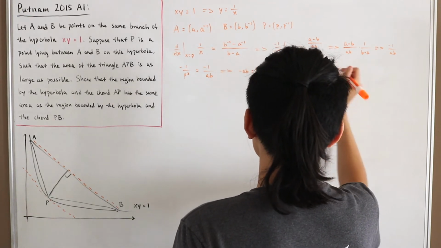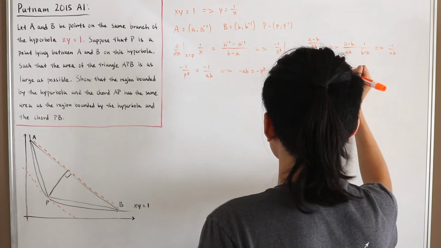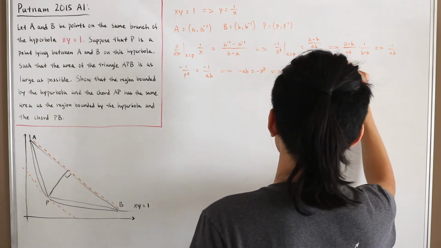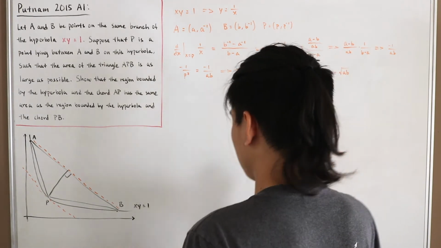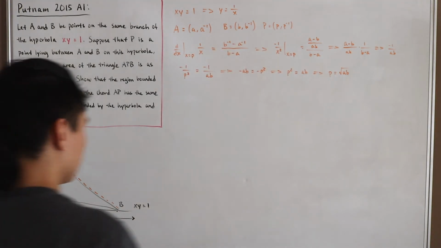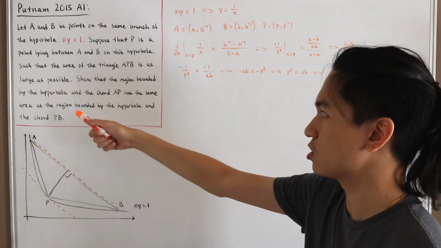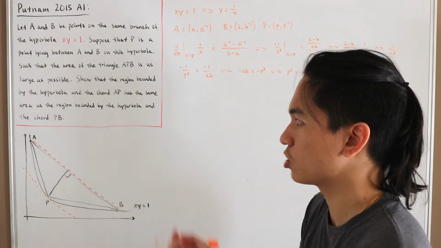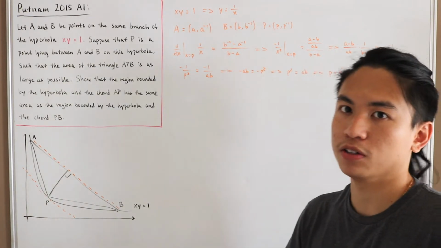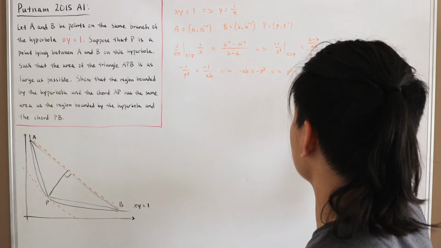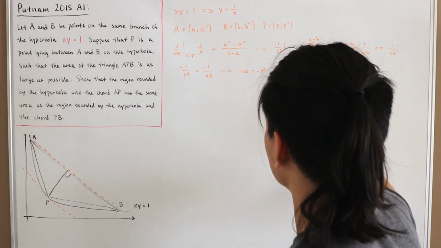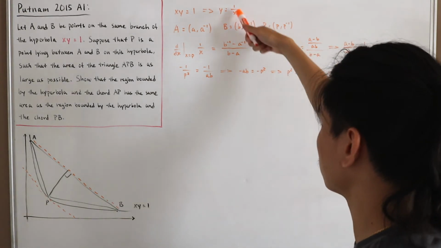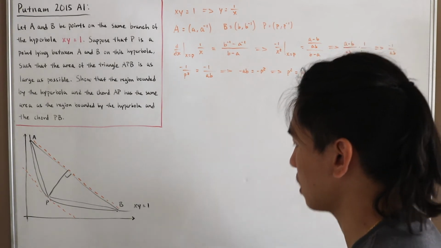And if I take the square root, we don't really need to worry about the negative square root, since we're really just focusing on the first quadrant, so the positive x values. So we get that p is equal to the square root of ab. Now the thing we want to do is show that the regions bounded by the hyperbola and those chords are equal to each other. So this is where the calculus comes in. Now that we know the x coordinate of p is the square root of ab, if I plug this back in to find its y coordinate, we get that this is just the square root of ab inverse.